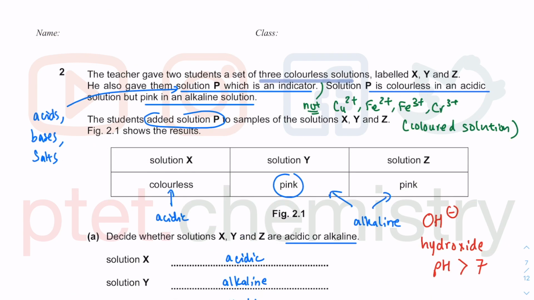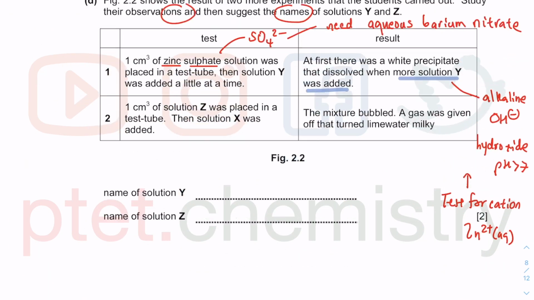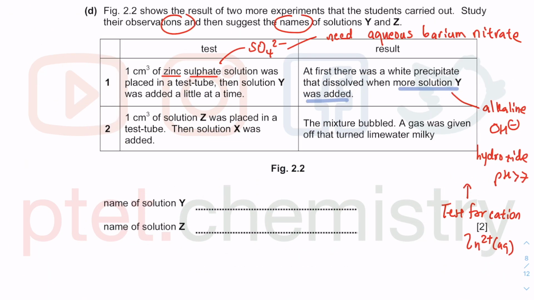So what is this solution then? The name of solution Y. Well, I can call it sodium hydroxide, and by right I should really call it aqueous sodium hydroxide because it's a solution that I've added in. Both of them will be aqueous.